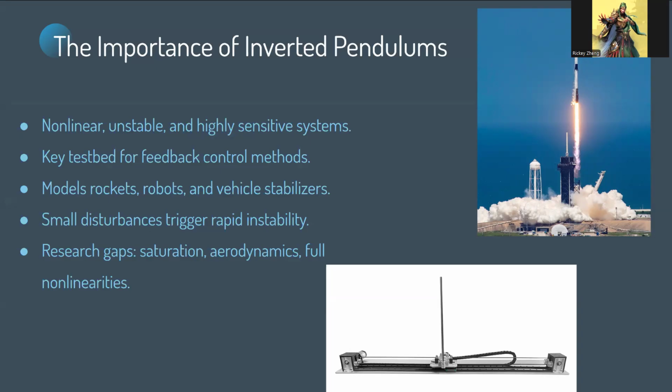Their relevance extends to real-world systems, such as rocket boosters, bipedal robots, and advanced vehicle stabilization, where continuous corrective action is required to maintain equilibrium. Without active control, even small deviations can cause rapid divergence, highlighting the need for robust strategies.